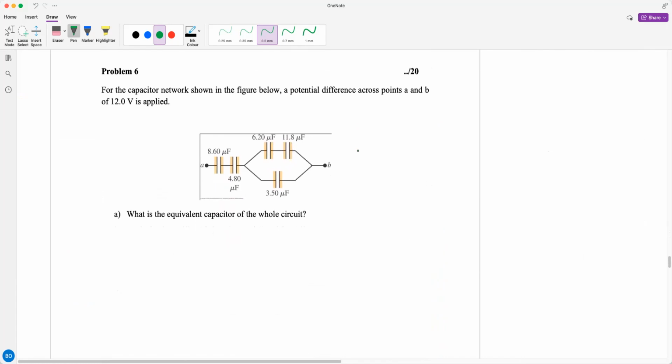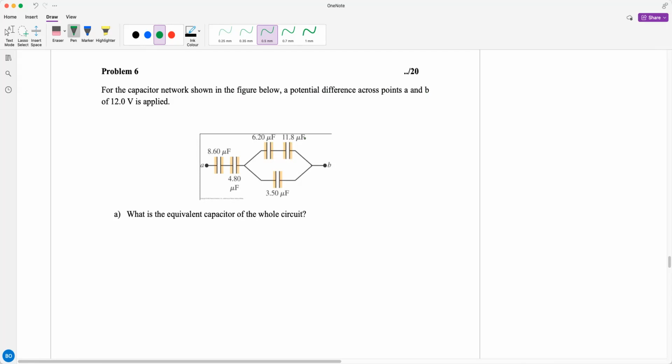Now, for the capacitor network shown in the figure below, a potential difference across points A and B of 12 volts is applied. So now they are giving us the potential difference across points A and B. What is the equivalent capacitance of the whole circuit? How would you do this?